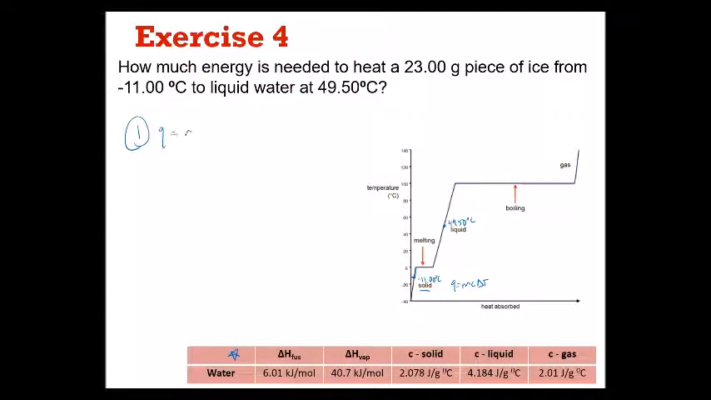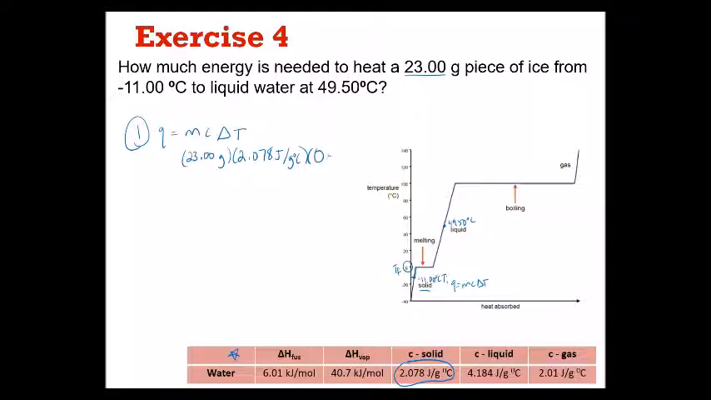Q equals mcΔT. First starting off point, we have 23 grams, so we would use that 23 grams there. The specific heat of ice happens to be a different value. It's 2.078, so we would put that in here, in joules per gram degree Celsius, and then the temperature change. Starting at negative 11, that's my Ti. My final temperature, though, to get it up to melting stage is going to be zero.